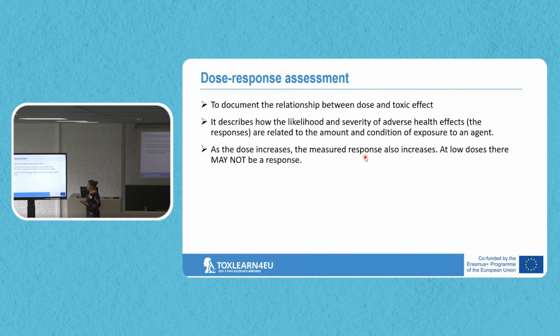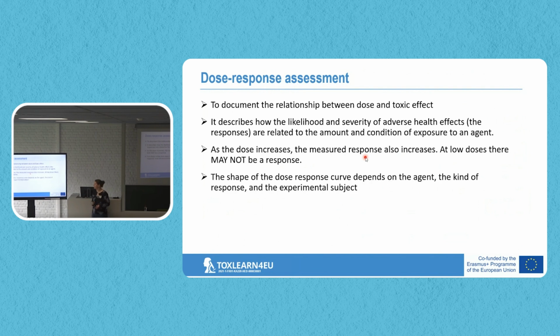That's what I said. So maybe at low doses, you don't see anything. It's from a certain threshold that you observe something. The shape of the curve, you can have linear curves, you can have S-shaped curves. I will give you some examples for that. And that has usually to do with if a compound is genotoxic or non-genotoxic. Is it carcinogenic or not?